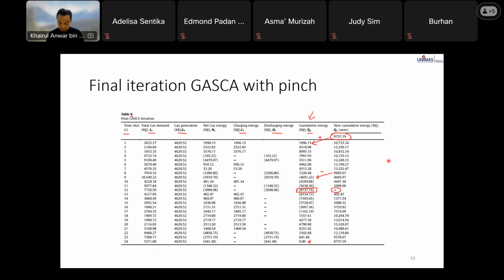And the optimal biogas storage capacity is 16,988, shown in table 6. The targeted initial and final energy content of biogas storage were found to be identical at 737.19 megajoule per hour. As highlighted in table 6, the pinch point occurs at time slice 12, the time of negative energy restore at this storage system.